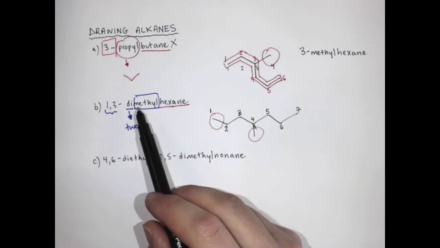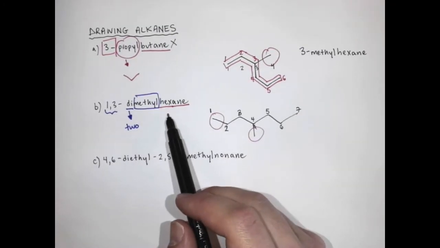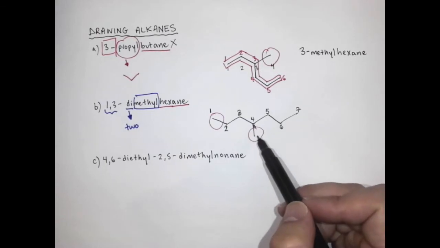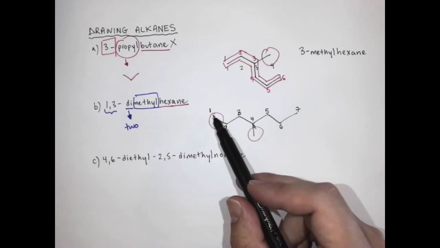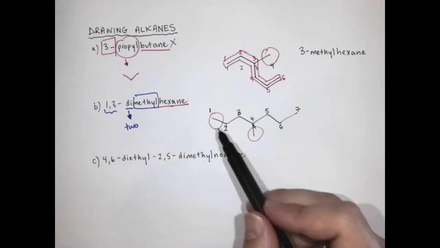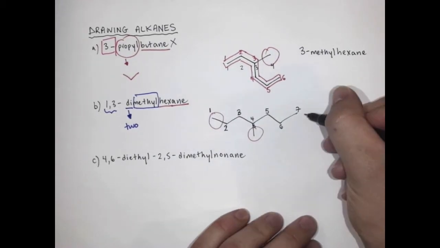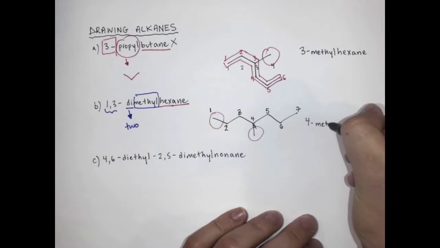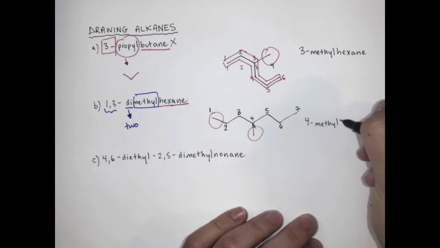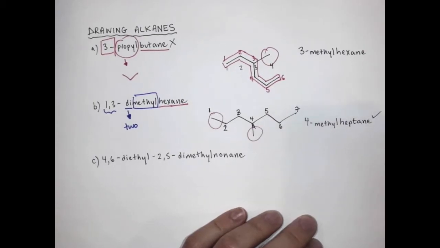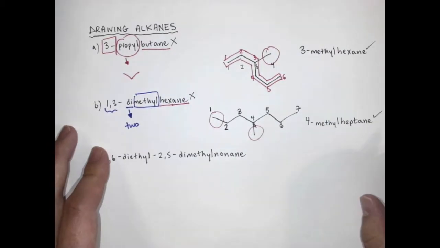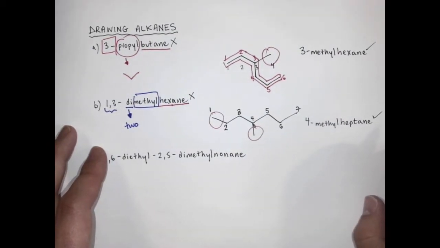So it should be 1, 2, 3, 4, 5, 6, 7. So instead of having a dimethylhexane, it should just be one methyl, like a methyl coming off of carbon 4. And it's not a hexane, it's a 7-carbon chain, which is heptane. So this should actually be called 4-methylheptane. That's correct. Whereas 1,3-dimethylhexane doesn't really work.